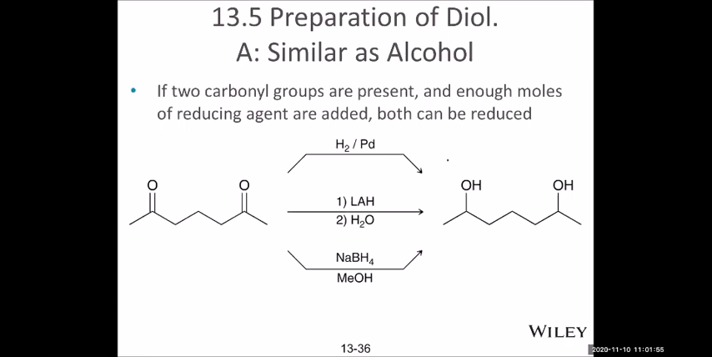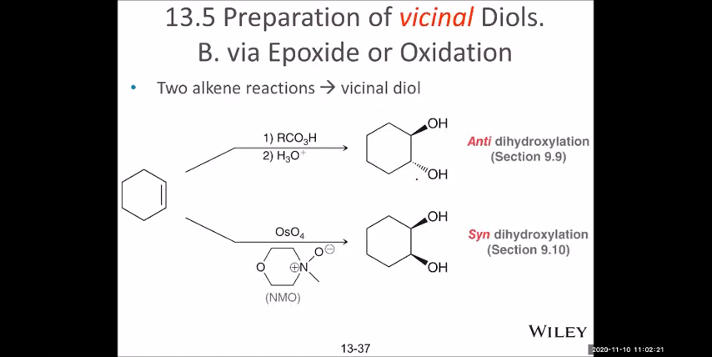The diol synthesis, how we make diols. Apparently, if a molecule has 2 carbonyl groups, we can add those hydride agents or use a hydrogenation process to add hydrogen to those. And that's basically just like what we learned with a single alcohol. Okay, this is something different. It's kind of a review of what we learned with alkenes.